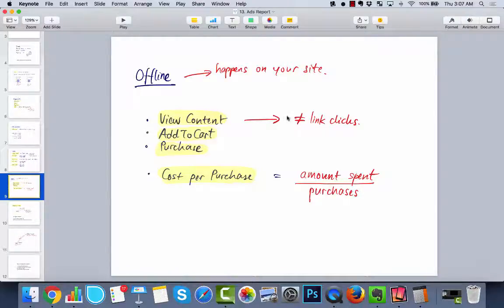View content is not the same as link clicks, right? Link clicks is calculated on the Facebook side, but view content is calculated on your website. So that's why you often find that link clicks doesn't always equal view content. Why? Because people can click an ad on Facebook, but it doesn't mean that they have to arrive on your website. For example, if your website page is loading too long and people don't want to wait and then click back, this might happen oftentimes.